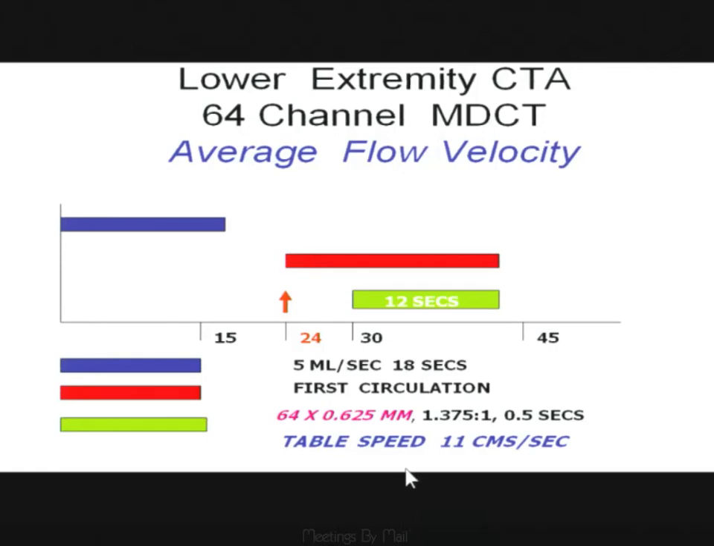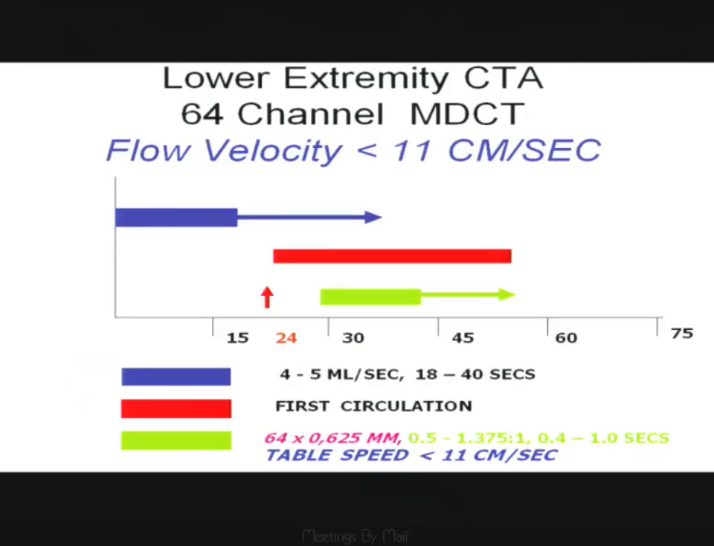And notice that your table speed can be varied depending upon how you set the beam width, the pitch, and the rotation time. And the table speed can be up to 11 centimeters per second. The flow velocity in older patients can be actually quite low, down to the order of 2 to 5 centimeters per second, in which case we basically decelerate the scanner to do that. And this is just showing you what happens when patients have slow circulation. We basically run the table slower, and it takes longer, but we make sure we don't outrun the bolus.